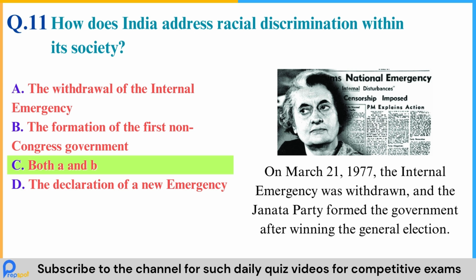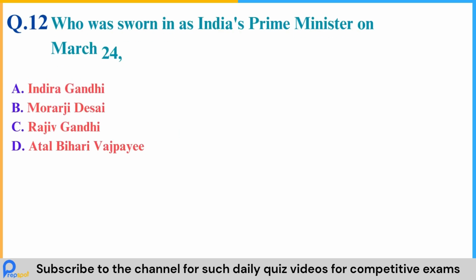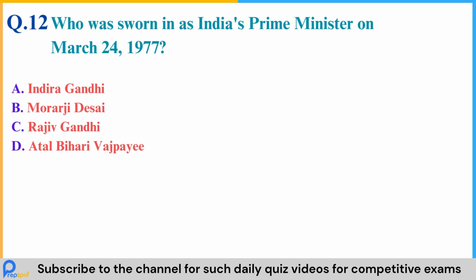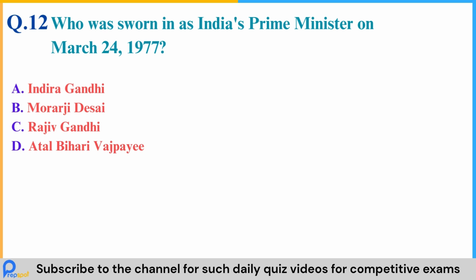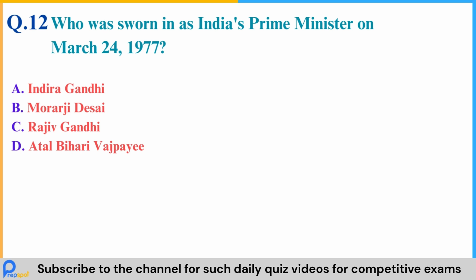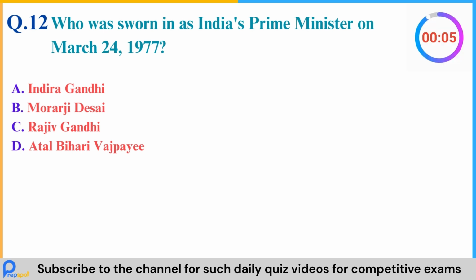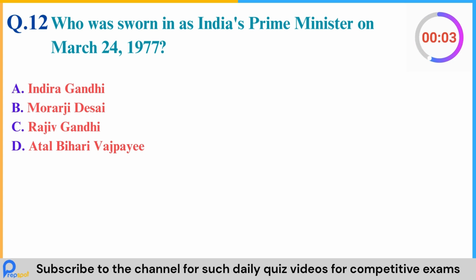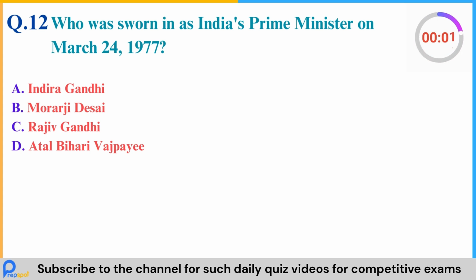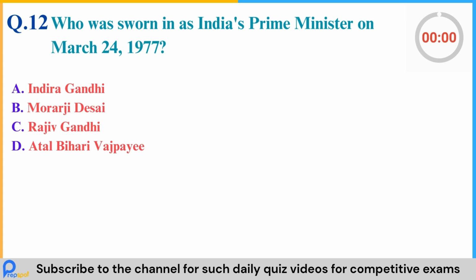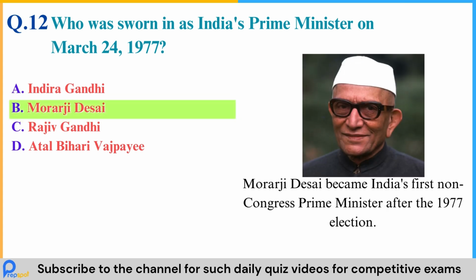general election. Question 12. Who was sworn in as India's Prime Minister on 24th March 1977? A. Indira Gandhi. B. Morarji Desai. C. Rajiv Gandhi. D. Atal Bihari Vajpayee. Answer: B. Morarji Desai. Explanation: Morarji Desai became India's first non-Congress Prime Minister after the 1977 election.